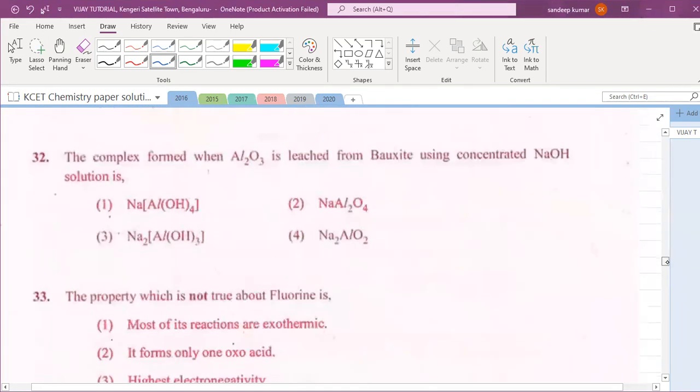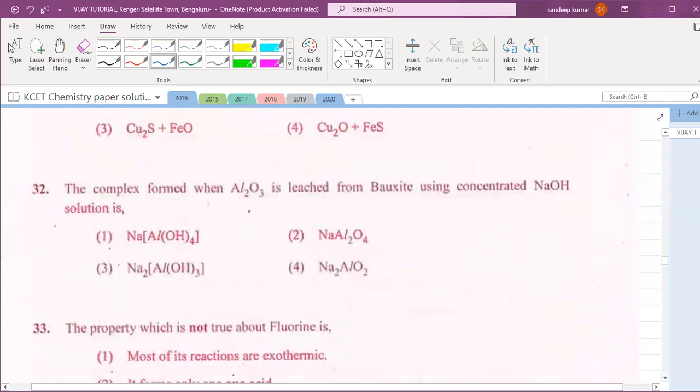32. The complex formed when Al2O3 is leached with bauxite. This is also deleted only. But the correct option is sodium metaaluminate, Na[Al(OH)4]. This is a leaching process. So Al2O3 dissolves in NaOH, and it will give you Na[Al(OH)4].